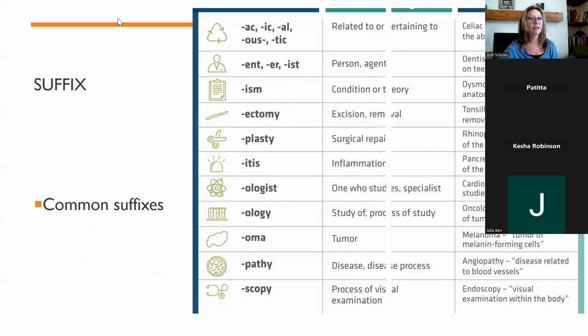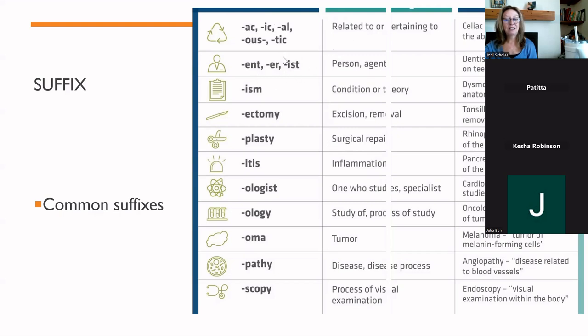And then since we did prefixes, let's do suffixes. So abdominal, AL. Celiac, related to. So in this case, we're going to use celiac relating to the abdomen, abdominal. We're looking at the suffixes here. Ac, AL. These are a little bit more difficult. All right.